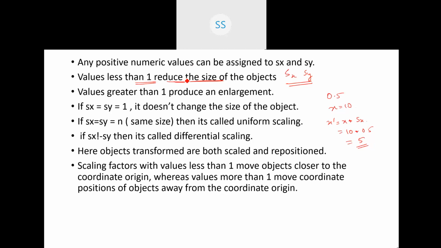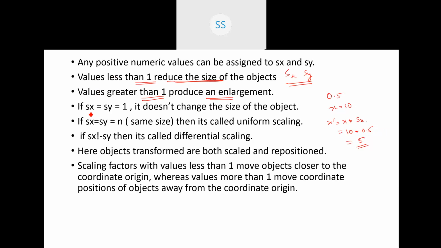So what is it doing? It is actually reducing the size of my object, okay? And if the value is greater than 1, obviously it is going to enlarge. If it was 1.5 instead of 0.5, it would have been more, isn't it? Instead of 10, I would have got 15.